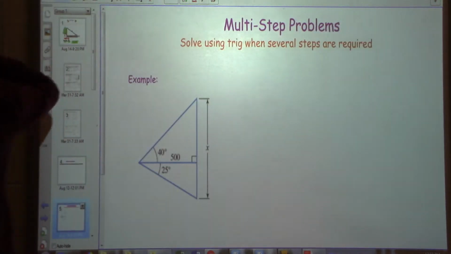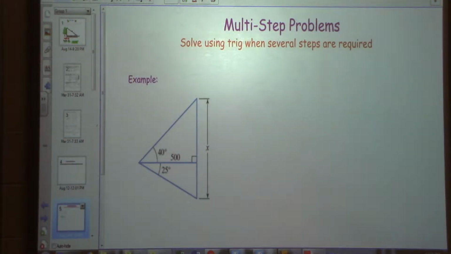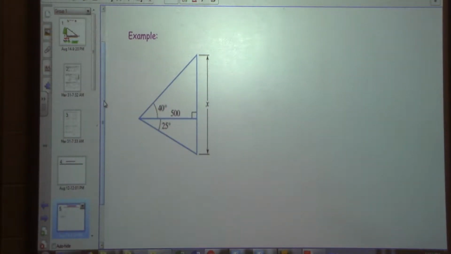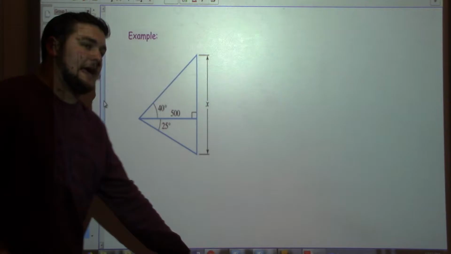So, first problem here. Solve using trig when several steps are required. We're given an example. We want to find the length of x. How do we go about that? Anyone know? Anyone have an idea? Tobias, what do you think? I think we would have to, for both of the small triangles, solve for that side and then add them together. Perfect. That's exactly what we're going to do.